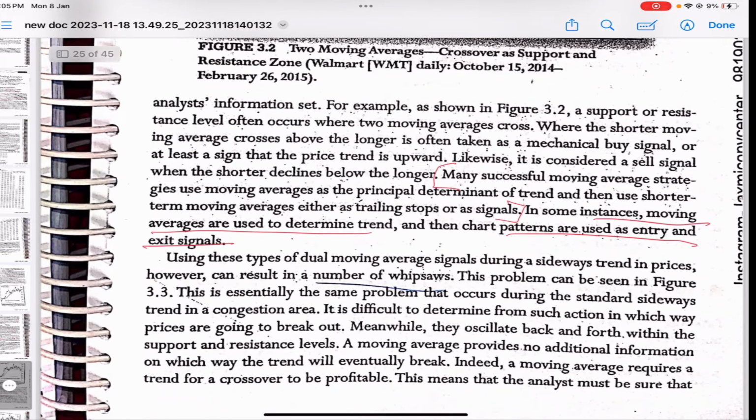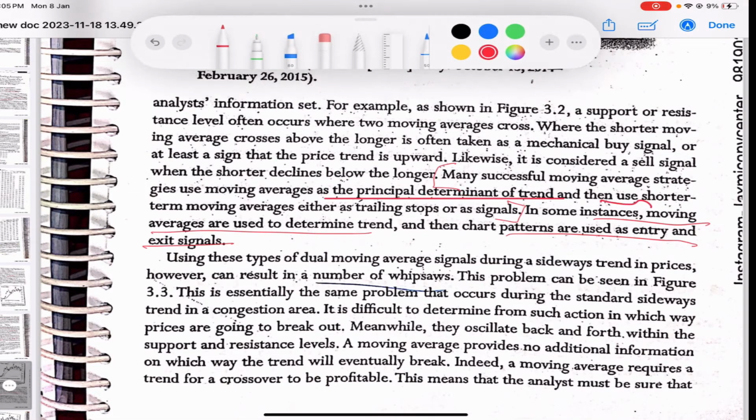So many successful moving average strategies use moving average as the principal determinant of trend. Okay, and then they use shorter moving averages for setting the trailing stop loss. So moving averages are used to determine the trend, and chart patterns are used as the entry and exit signals.